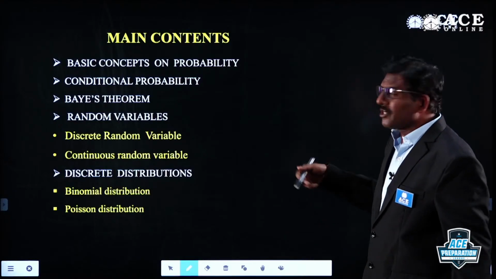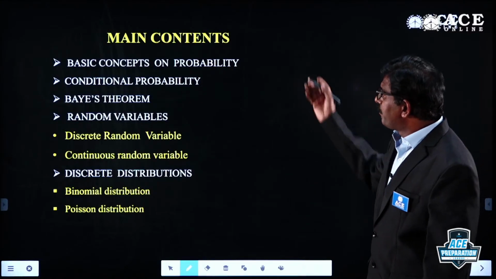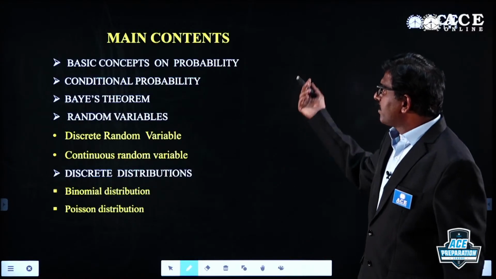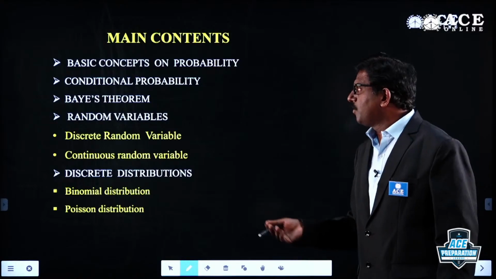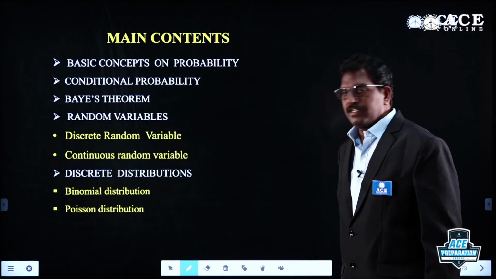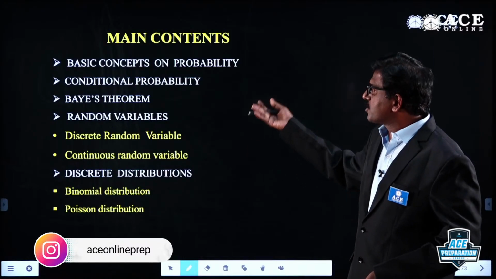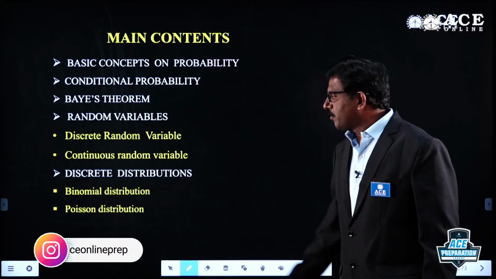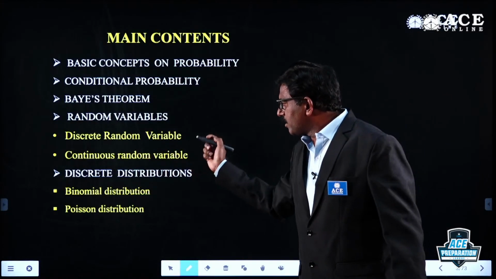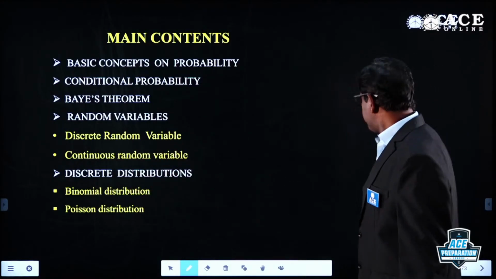Now, coming to the session, have a look here. What are we going to discuss here? The main contents in this particular topic are basic concepts on probability, conditional probability, Bayes theorem, and random variables. Random variables are of two types, discrete and continuous, and then discrete distributions. In tomorrow's session we will cover the remaining part. Today, I will try to finish all this, up to continuous random variables, or if possible discrete distributions also, I will complete today.